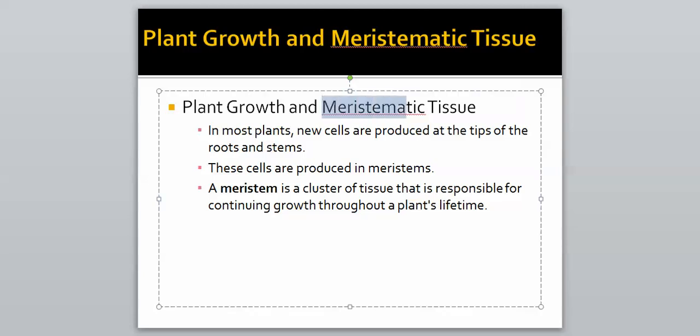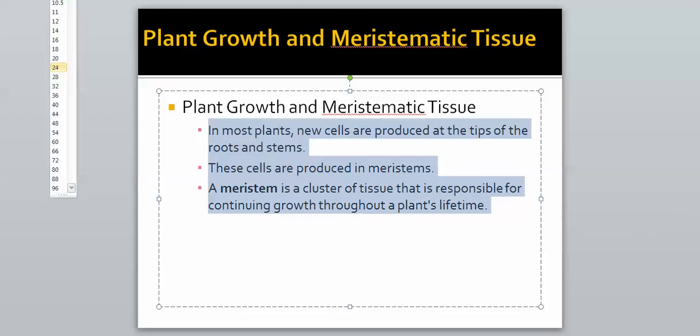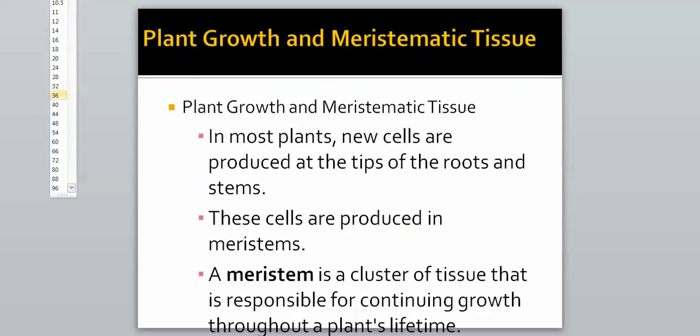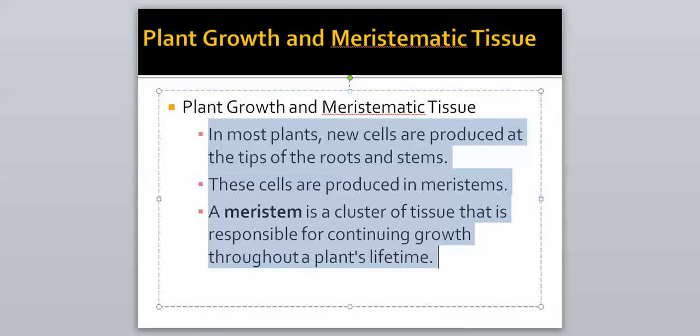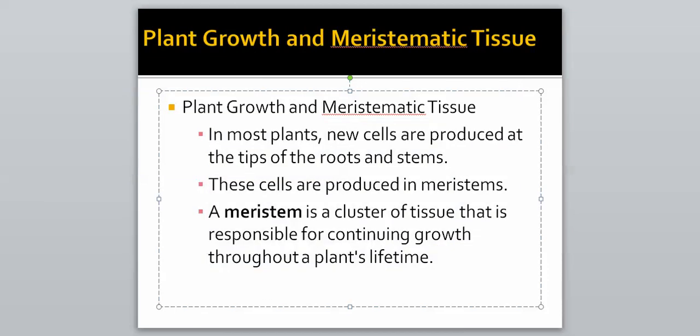So meristematic, again, we have some long words here, but we'll try to break it down to what they need and to what they mean. In most plants, new cells are produced at the tips of the roots and stems, and these cells are produced inside what are called meristems. So a meristem is simply an area where a plant makes new cells, and they're usually at the tips of roots and stems. So meristem is at the tip of roots and stems, and it is a cluster of tissue that is responsible for continuing growth throughout a plant's lifetime. So meristem is just the tip, and it's going to give us our new cells.